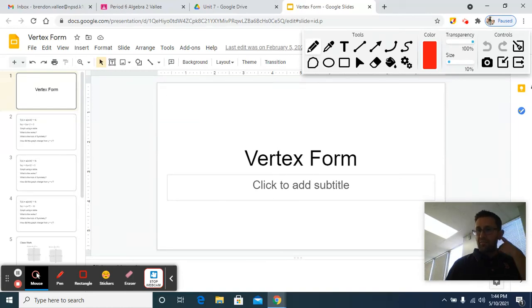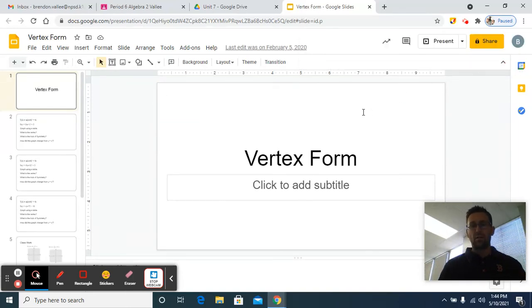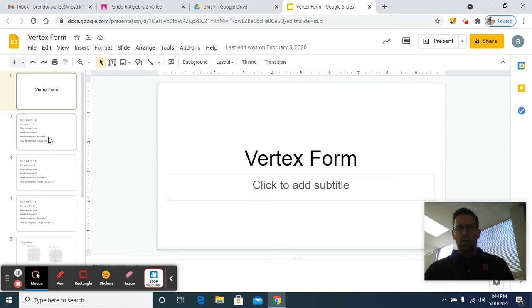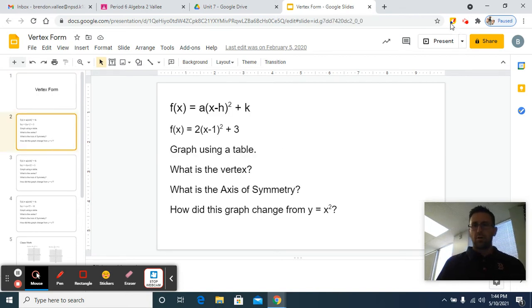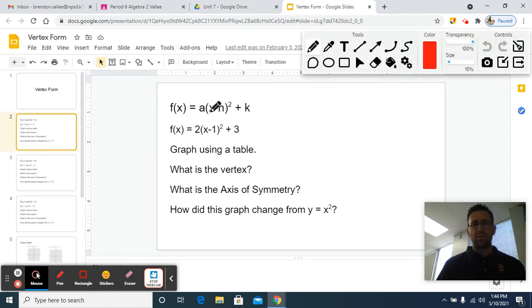Okay, so we're going to graph quadratic equations in vertex form. Similar, just a few little differences than standard form. Okay, up top here, this is the basic idea, the formula for vertex form. So we're going to graph using a table.